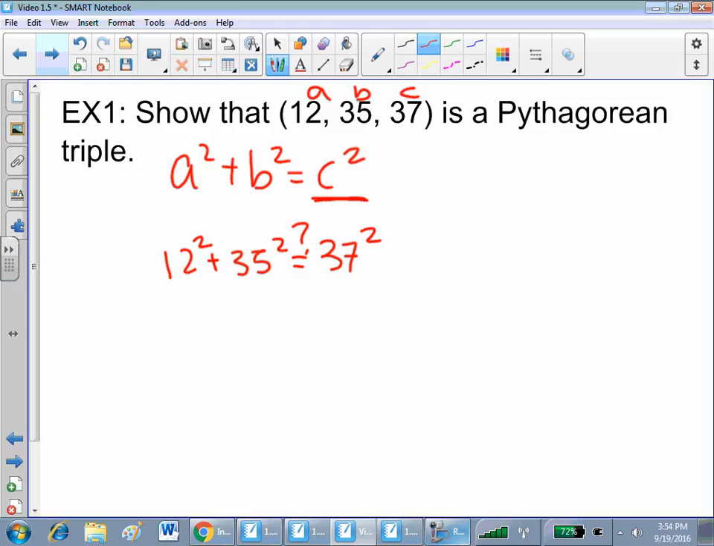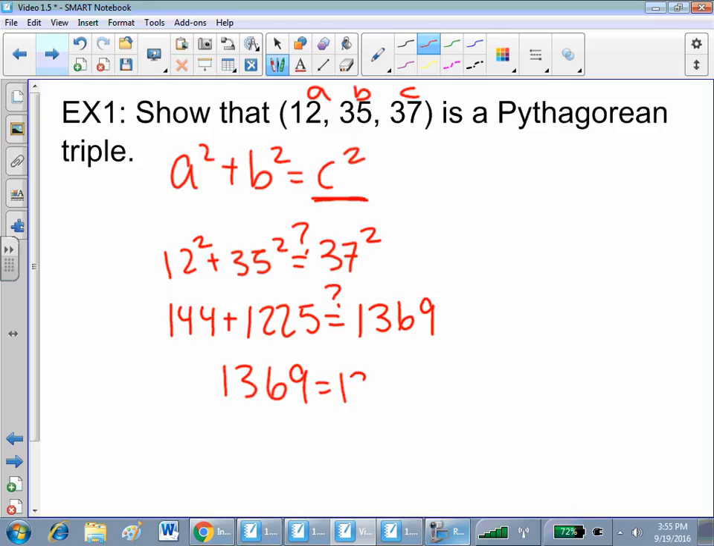So let's start out by squaring 12. When we square 12, we get 144. Then we're going to square 35. When we do that, we get 1,225. And when we square 37, we get 1,369. So notice I'm putting the question mark over the equal sign because we don't know if it's true or not yet. So now we're going to add the 144 and the 1,225, and we get 1,369, which is equal to 1,369, proving that this is a Pythagorean triple. 12, 35, and 37 do create a Pythagorean triple. Okay, let's go on to another example.